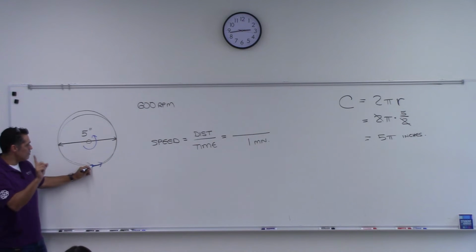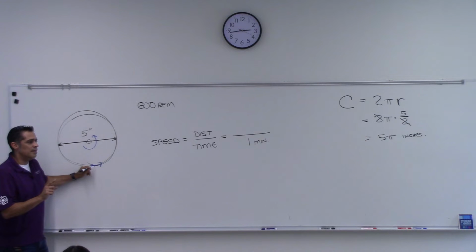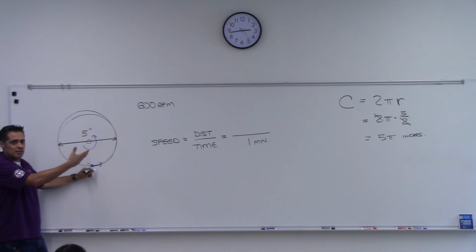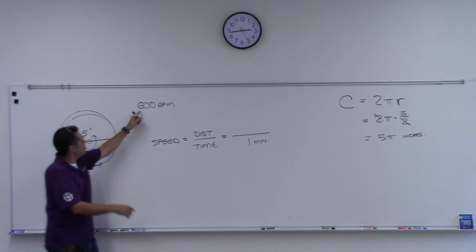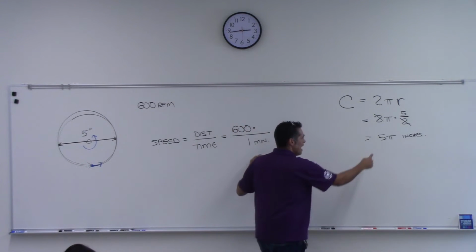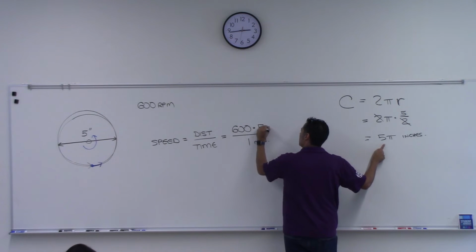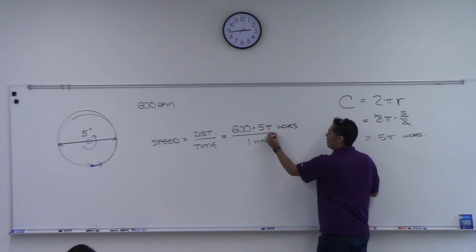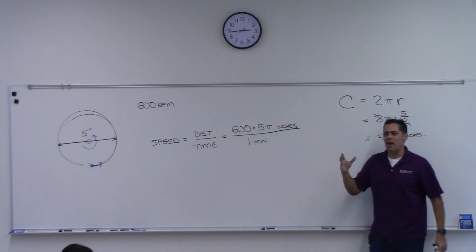That point in one revolution goes 5 pi. But how many revolutions is it doing in 1 minute? 600, right? So it's going to do 600 times that distance, 5 pi. That's how many inches it's going to go in 1 minute. Does that make sense or not?